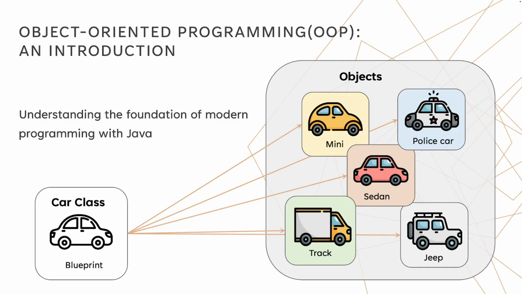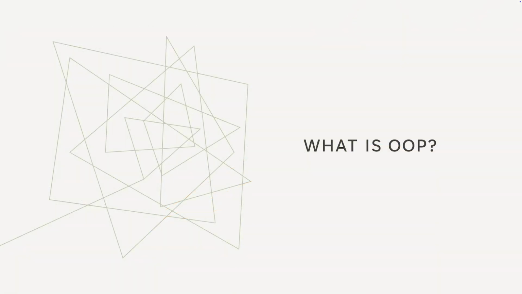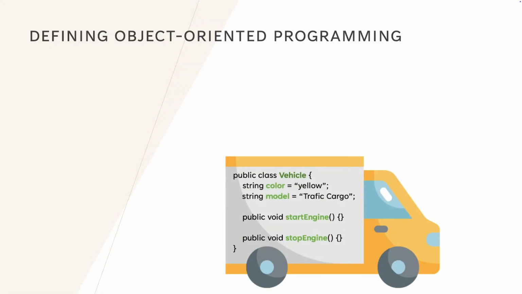Today we'll discuss object-oriented programming, or OOP. This is a fundamental concept that every Java developer must understand to build scalable, maintainable, and efficient software solutions. What is OOP? So, what exactly is OOP?